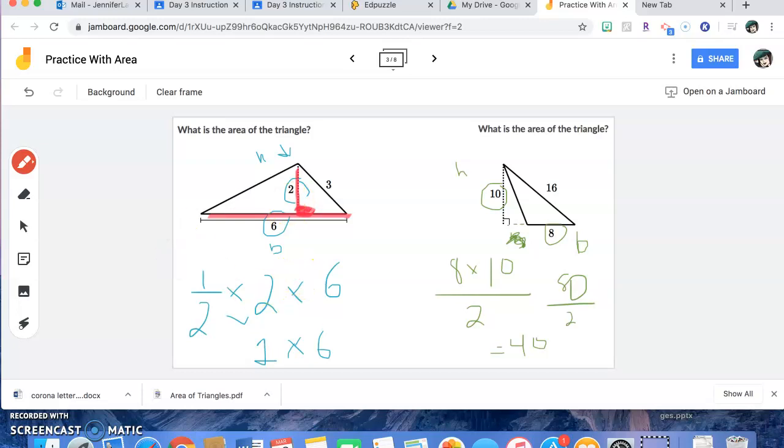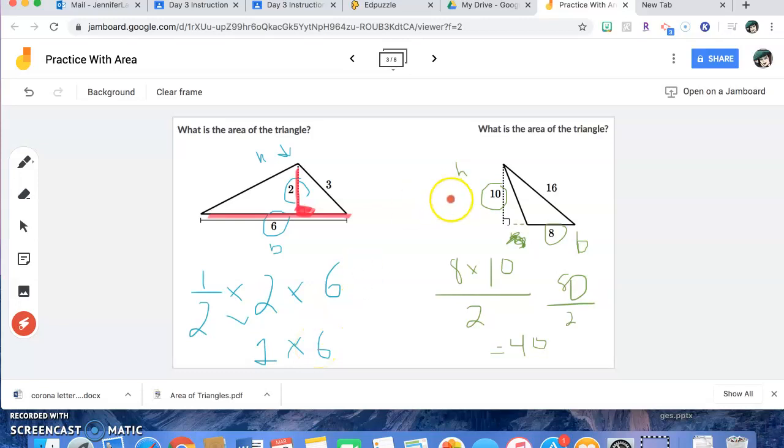Here, technically, 6 would be labeled as the base and 2 would be labeled as the height because the base has to be part of your triangle, one of the 3 sides. That 2 is a dotted line, so it's not a side of my triangle. So in this case, I wrote it out as 1/2 times 2 times 6. I took half of 2 first to get 1 times 6 to get 6 units squared for this one.